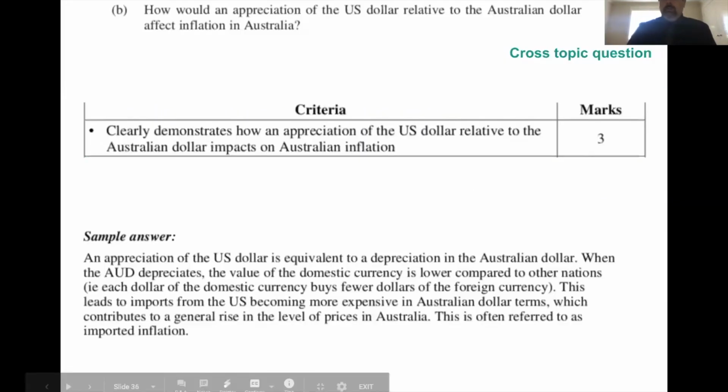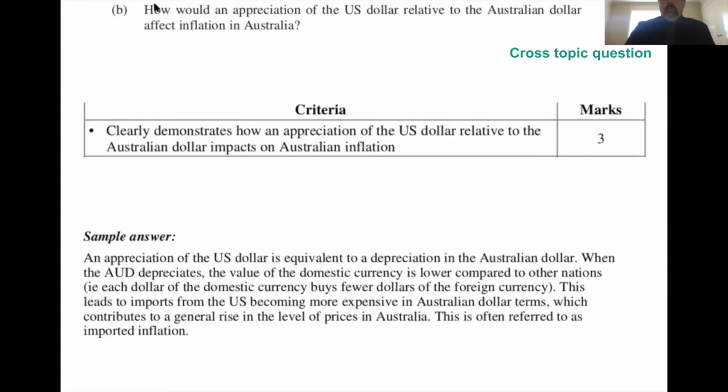All right, so let's have a look at the first question here. And this particular question, it's a part B question. We can see it's worth 3 marks. And I've got here, it's a cross-topic question. So when we look at the question, we're testing our understanding of an appreciation and the effect on inflation in Australia. Now, we did some work on the glossary terms of explain, evaluate, etc.